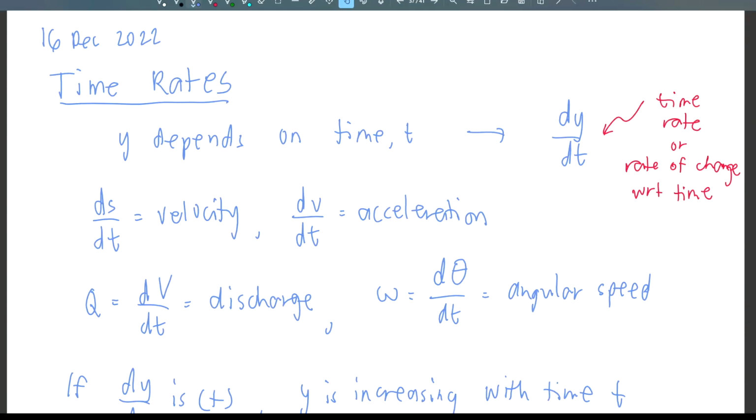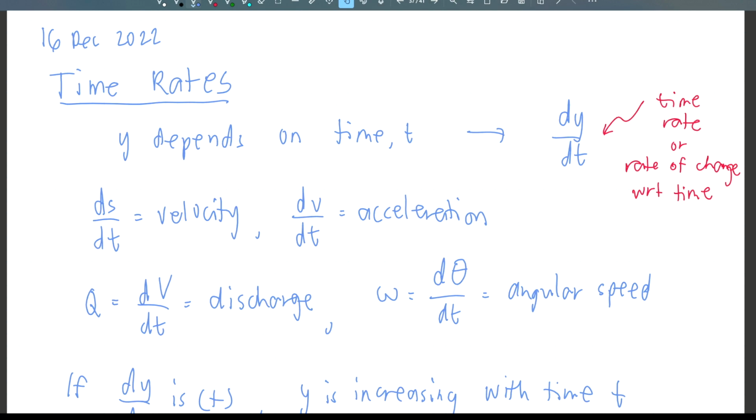Time rates. So this is another application of differential calculus. When we talk about time rates, we're talking about quantities represented by y, wherein y depends on time t. We represent that with dy over dt, meaning y changes with respect to time. This is the time rate, or rate of change of y with respect to time.